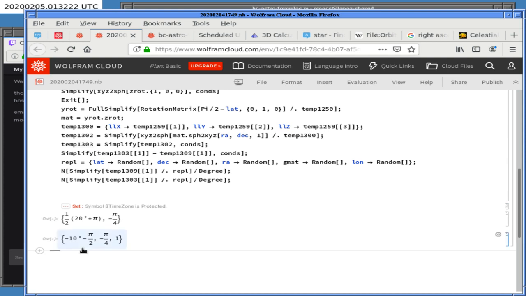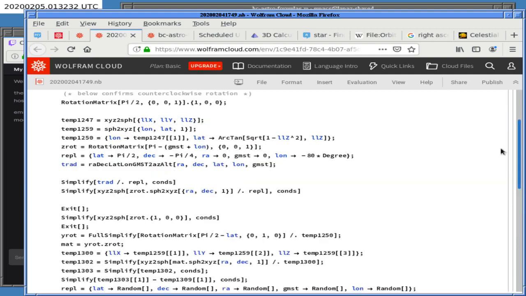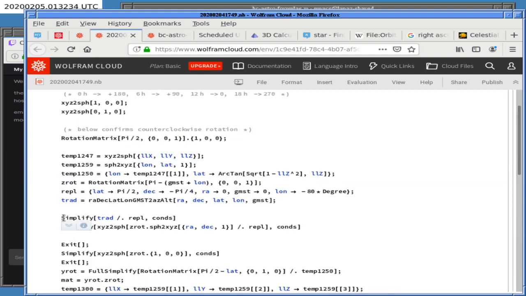I'm tempted to say these numbers are the same. Because this is 10 plus pi over 2. This is minus 10 minus pi over 2. Those are not the same. Let me go ahead and take a numerical estimate of them and show you that they're not the same. Although they're negatives of each other.